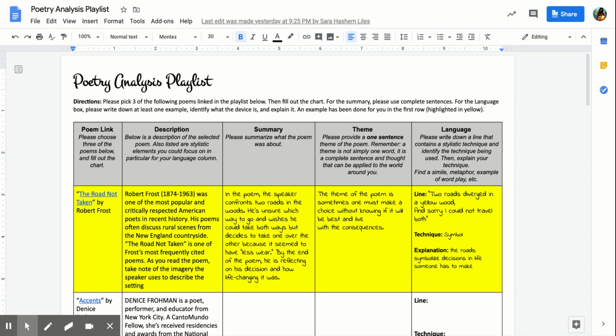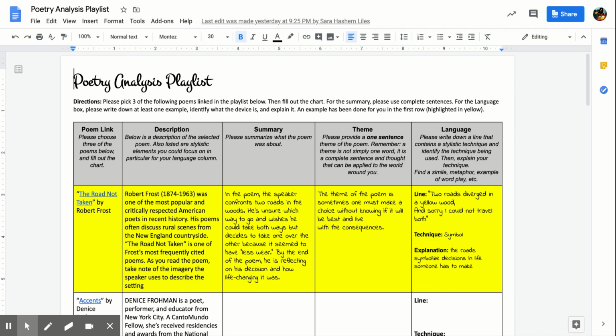The point of this playlist is to set you up for the common task that you'll be asked to start next week. For that common task, you'll analyze how the structure of the poem contributes to its language and meaning or theme. The more effort you put in here, the easier the writing task will be later.